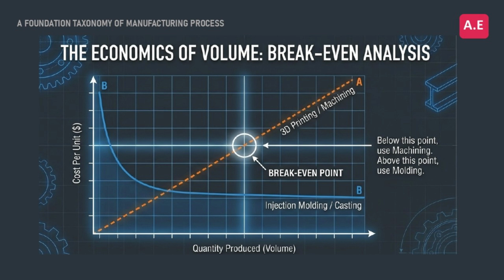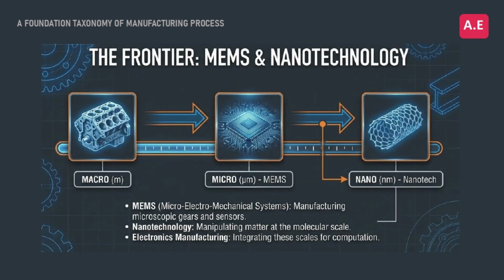But where do we go from here? The frontier of manufacturing is at the microscopic and even molecular scale. MEMS, or microelectromechanical systems, allows us to manufacture microscopic gears and sensors, the brains inside your smartphone's accelerometer. And nanotechnology is about manipulating matter at the molecular scale to create new materials with incredible properties. This, combined with electronics manufacturing, is how we integrate these tiny scales to build the computers and devices that power our world. All of these advances are converging in what we call the digital factory, or Industry 4.0.